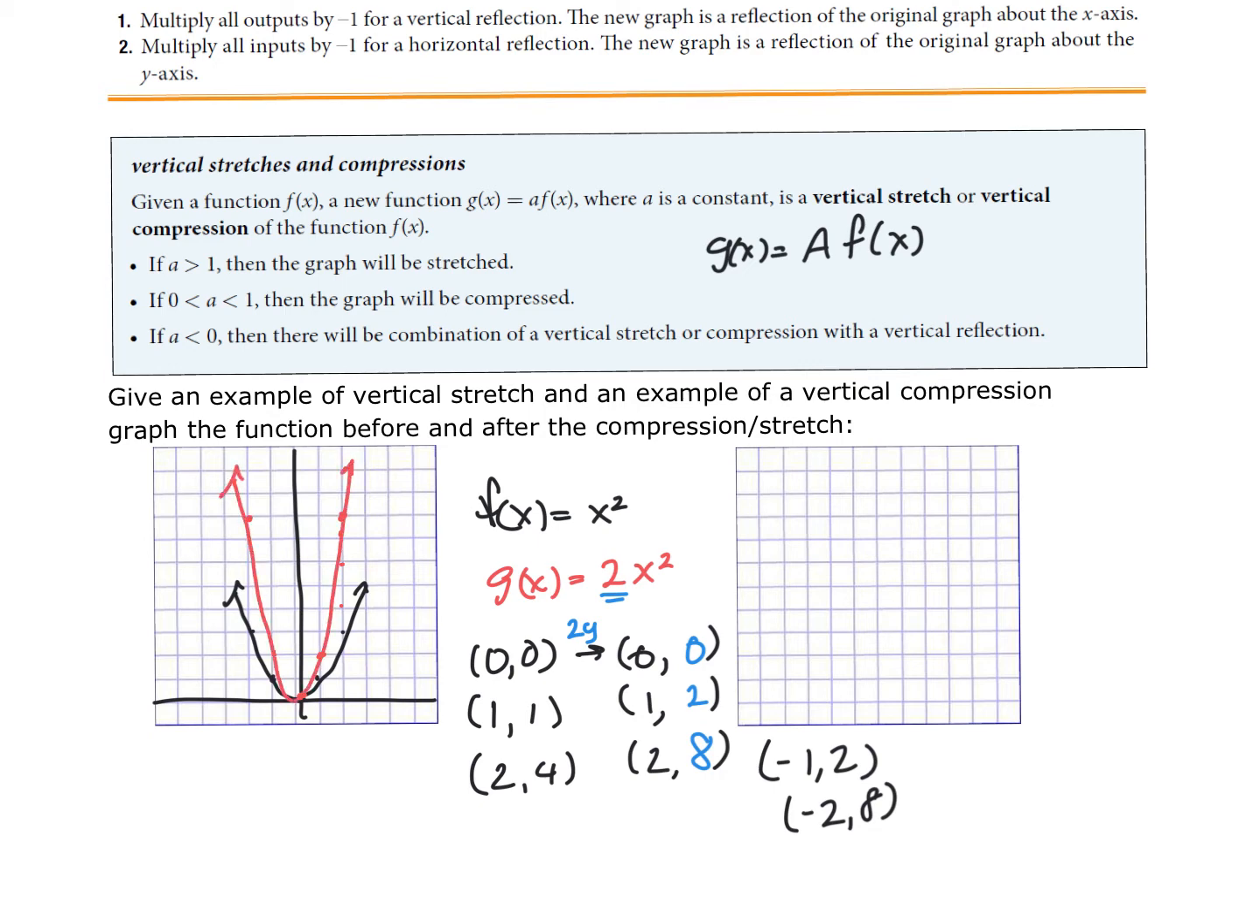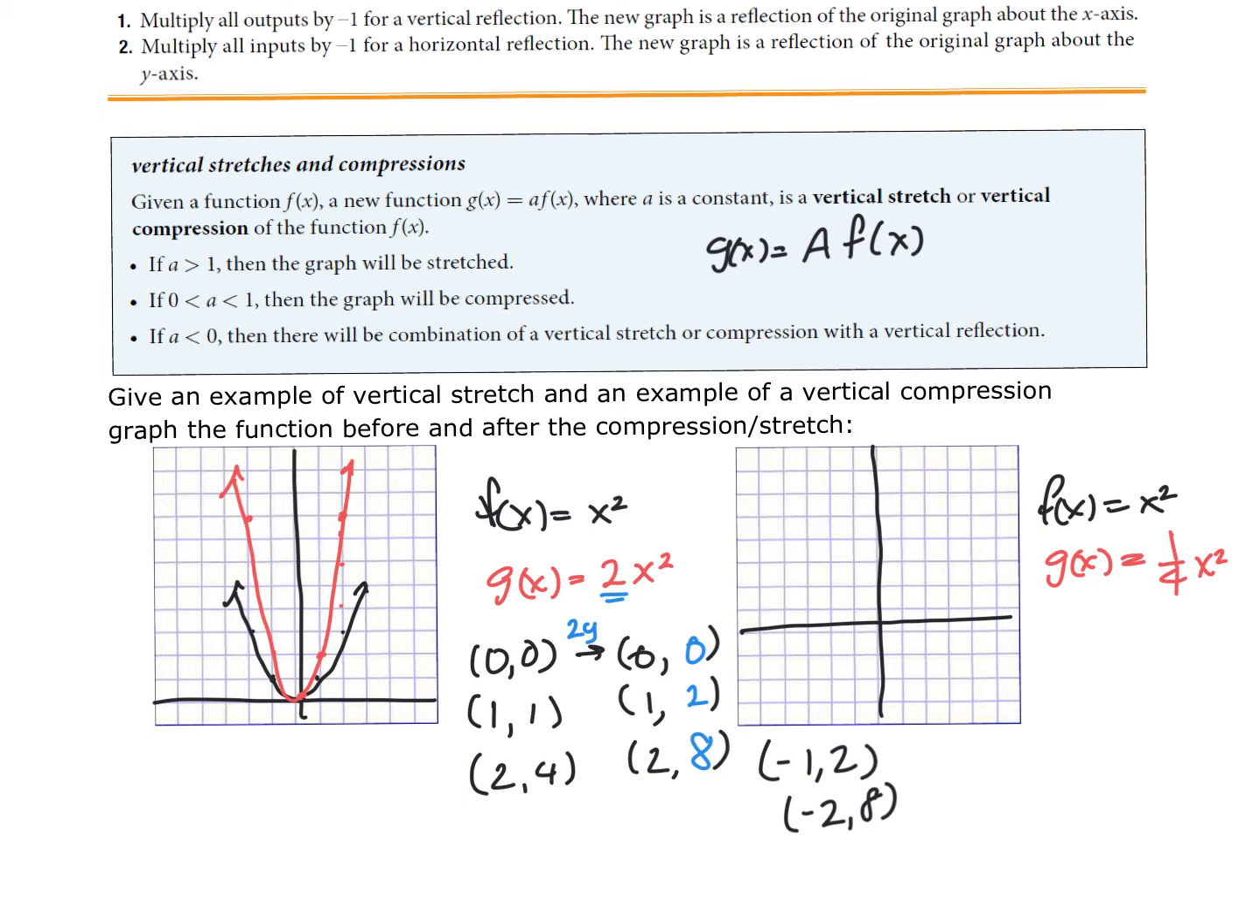So there is a vertical stretch. Now I'm going to do the same thing with the same parent function of x squared, just because it's easy to show you the compressions. And I am going to have my g of x now, so my g of x is going to be 1/4 x squared.